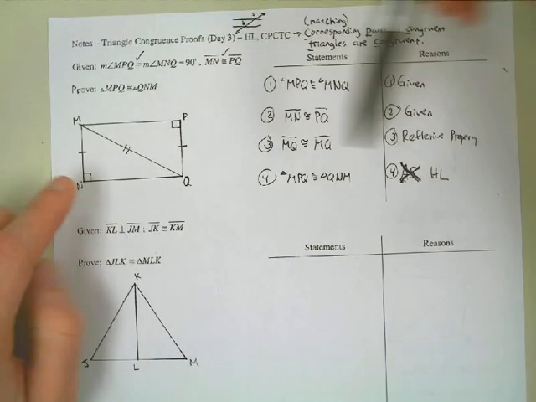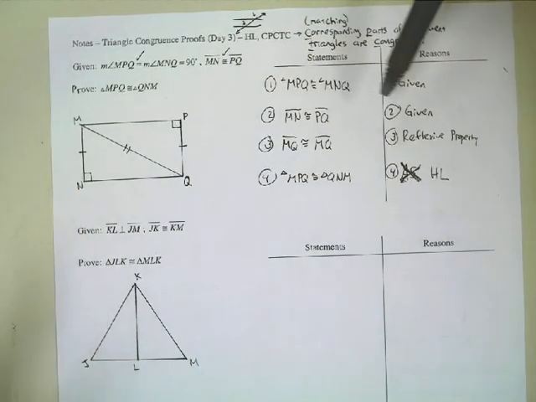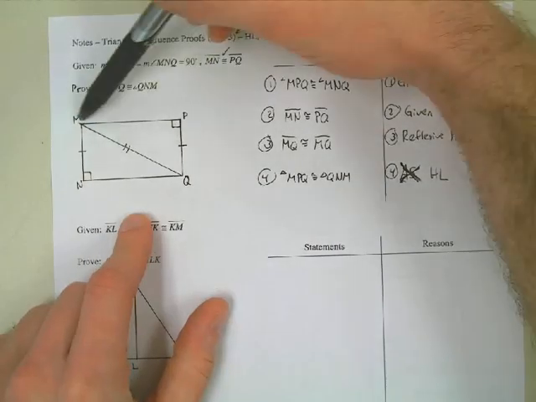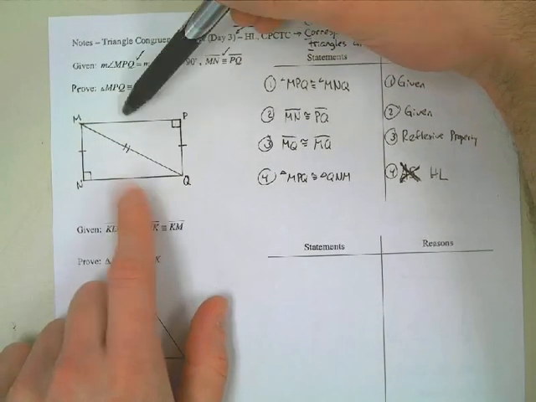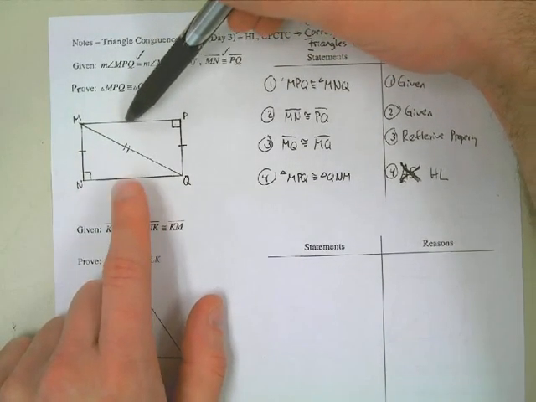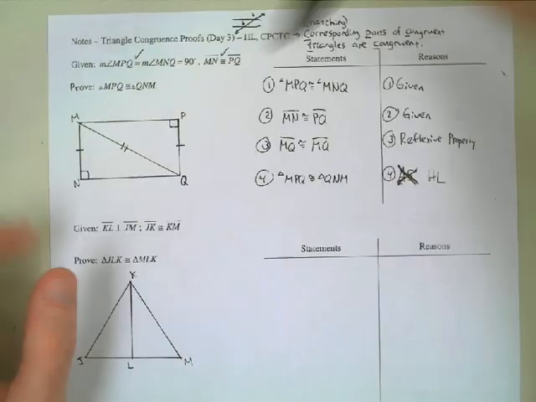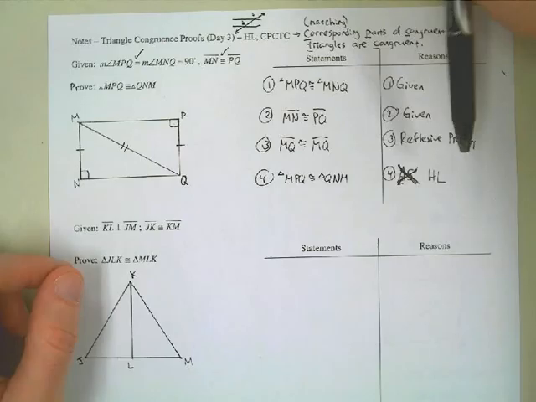We didn't know anything about PM or NQ. They may be congruent, they may not be. We know that these two legs are congruent. So a hypotenuse and a leg are congruent, and so it's congruent by hypotenuse leg. Do not write angle side side. It's wrong every single time.